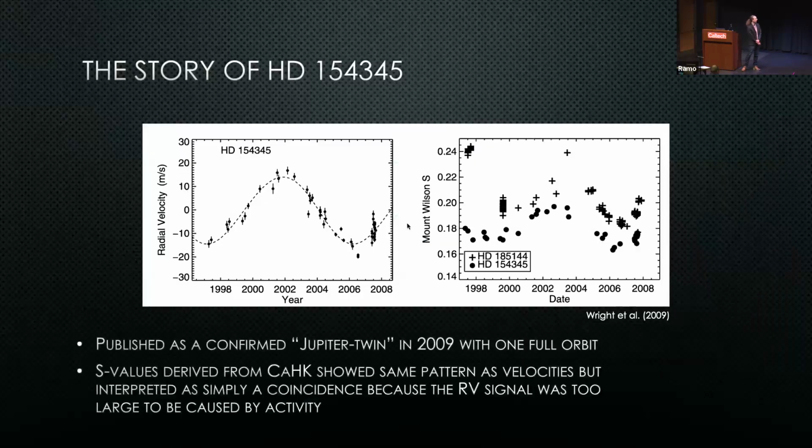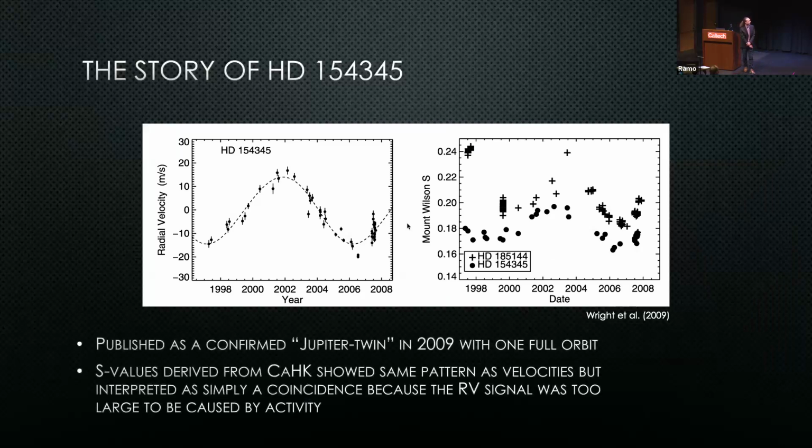Then in 2009, he decided that there was enough data to publish it as a planet. He had a complete orbit, and it was interesting because it was one of the first Jupiter twins that we had discovered. It's a very similar mass and orbital period to Jupiter in our solar system. So it was an exciting discovery at the time.